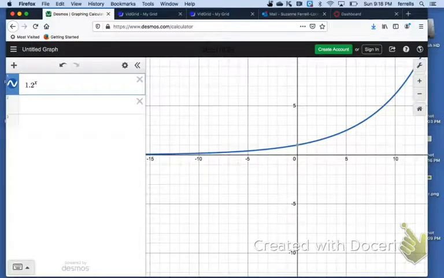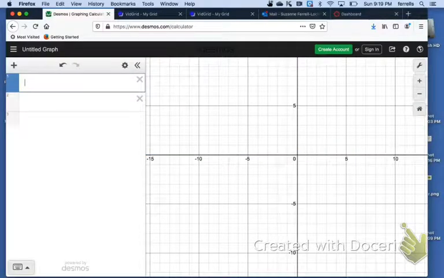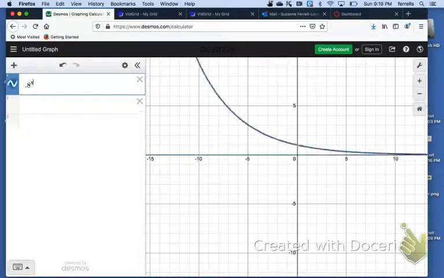Okay. The next one is f of x equals 0.8 to the x. Notice that this one's actually decreasing now, but it still has that same y-intercept of (0, 1). Still has that horizontal asymptote at y equals 0.